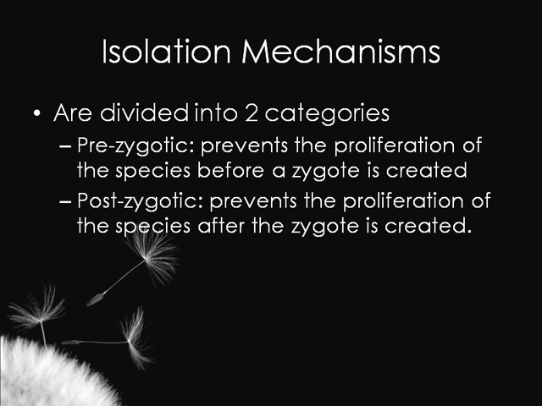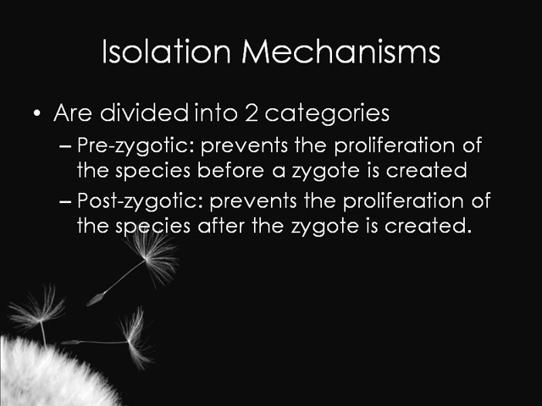Those ways are divided into two categories: pre-zygotic and post-zygotic. Pre-zygotic means that that's before the zygote is made. So before the egg and the sperm fuse together, there's some type of separation.